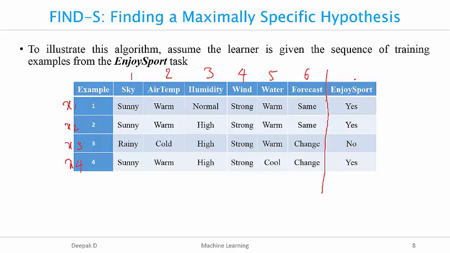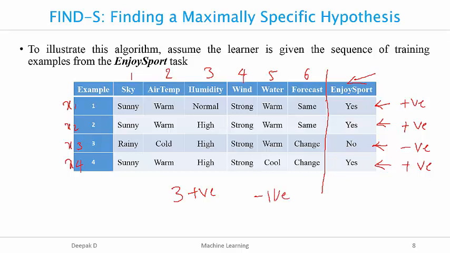Here you can see the target concept is enjoy sports. If the target concept is yes, then it is a positive instance. If the target concept value, that is enjoy sport, is no, then it is a negative instance. So here we have 3 positive instances and 1 negative instance. And we shall start with the first step now.